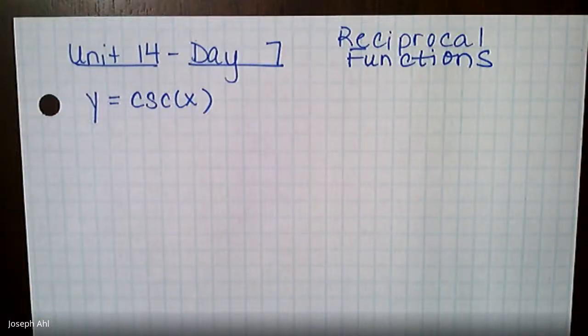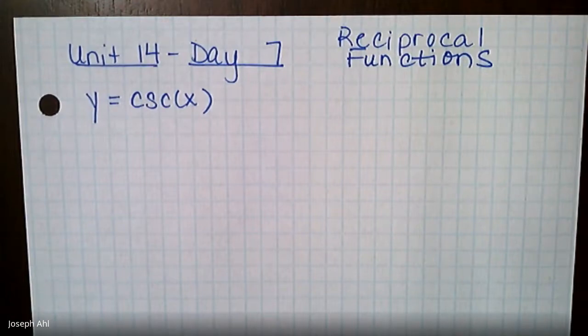This is Unit 14, Day 7. Today we're looking at the graphs of the reciprocal trig functions. So at this point, hopefully you're feeling pretty confident about sine and cosine and some of their transformations. And we've graphed tangent a little bit. We're going to revisit what that graph looks like today. But our main focus is to now think about, well, what does the graph of cosecant look like?